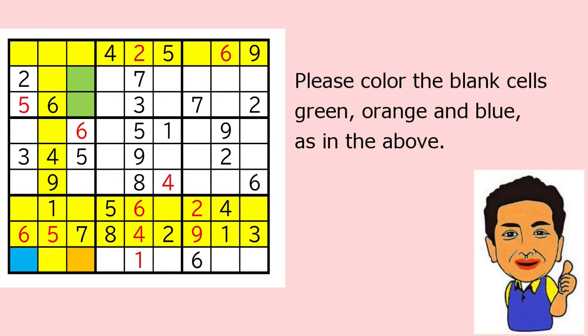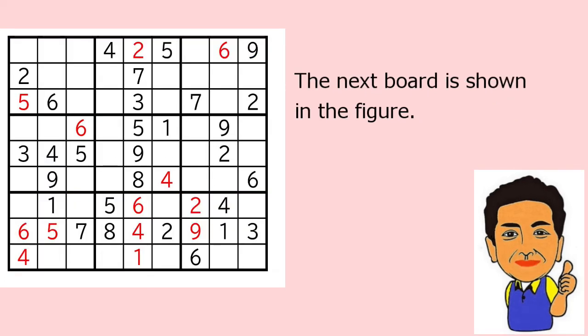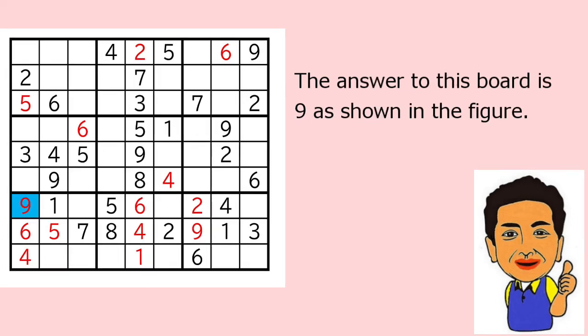Please color the blank cells green, orange, and blue, as in the above. According to the same approach, the place of the digit 4 can be found easily. The next board is shown in the figure. The answer to this board is 9, as shown in the figure.